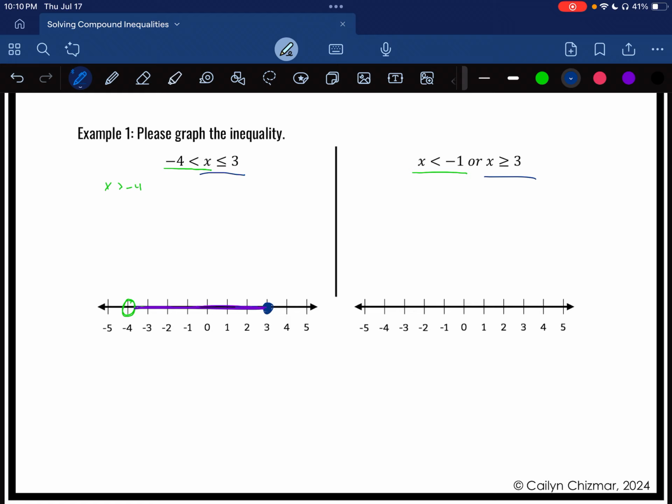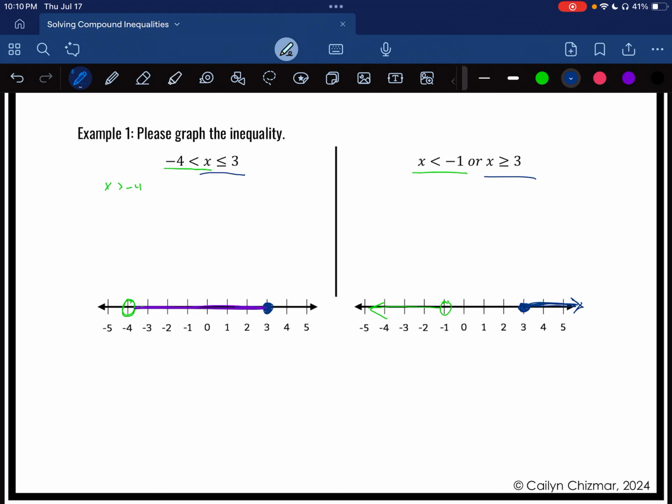So for x is less than negative 1, I'm going to put a circle right there. And so we want smaller than that. Or x is greater than or equal to positive 3. So again, closed circle there, and then we'll go arrow to the right, like so.